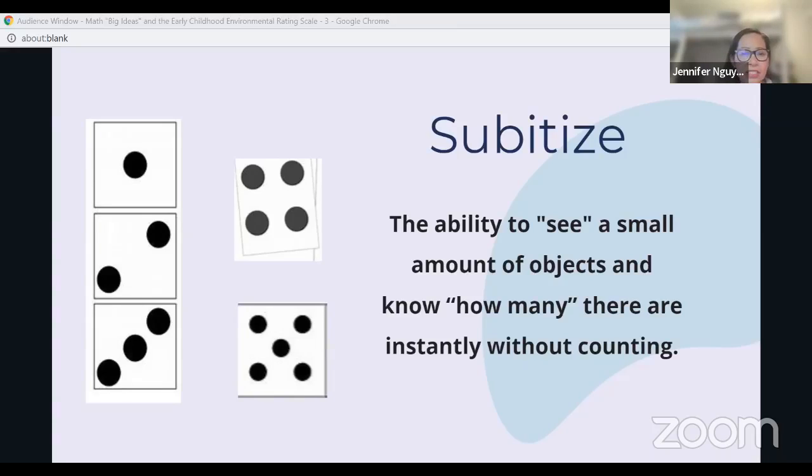I saw a video of a teacher who did it during a transition time. She had her cards and she called each child up and said, how many dots do you see? She was also doing a quick assessment of which children could subitize and which could not, and who might need a little bit more support and exposure to these math concepts. So again, this is another big math idea. This is what we should be teaching in the classroom or learning environment.